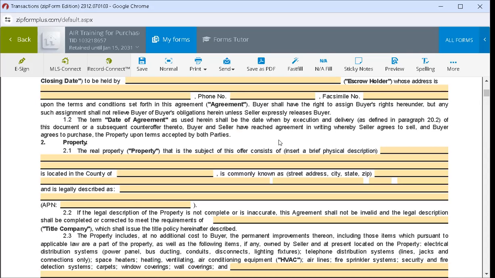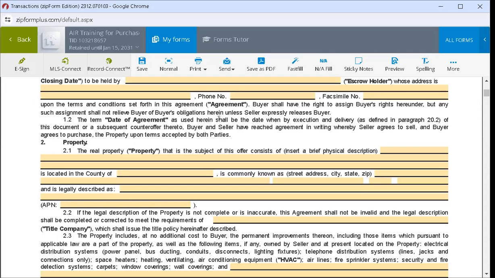So you see agreements written with "and/or nominee" or assignee. In this agreement, we do not need to put that in here, and we do not recommend that you do. The reason is it's already stipulated in this paragraph that the buyer has the right to assign the buyer's rights hereunder, but the assignment does not relieve the original buyer of the obligations under this agreement.